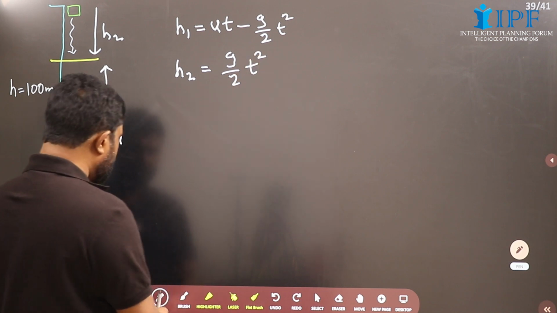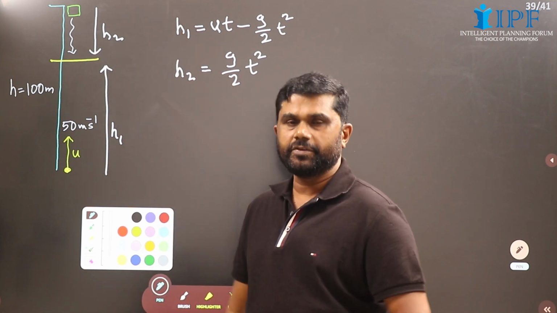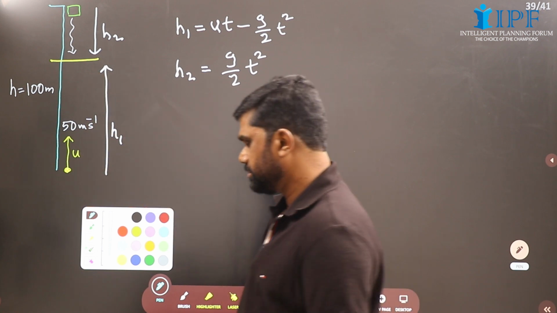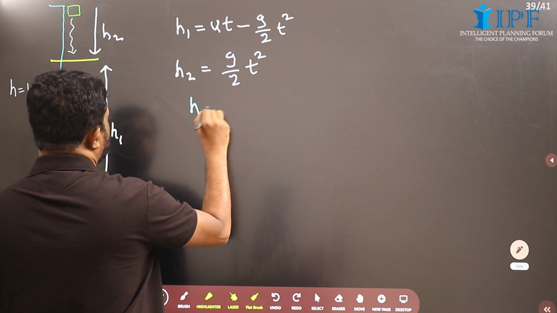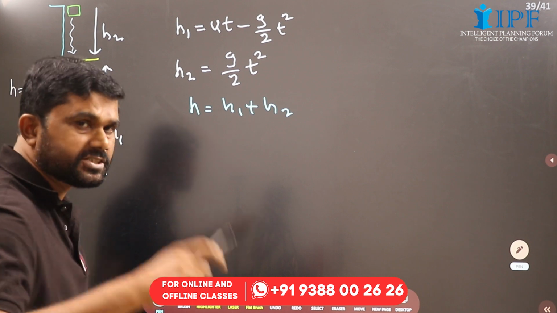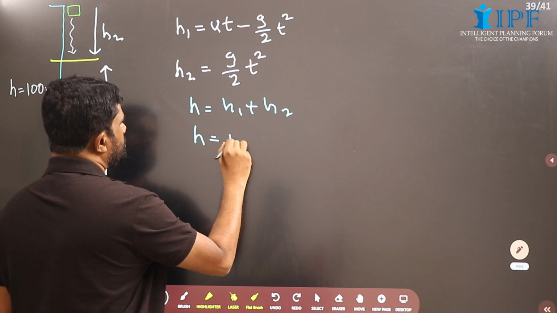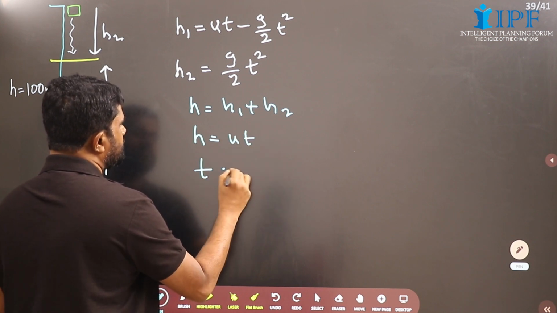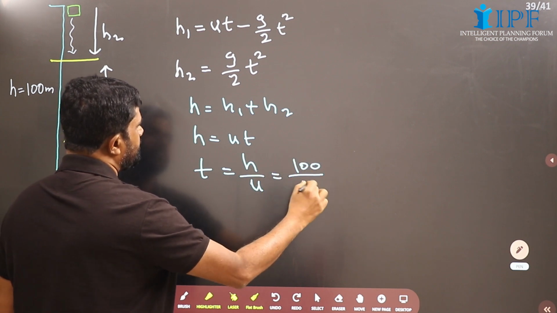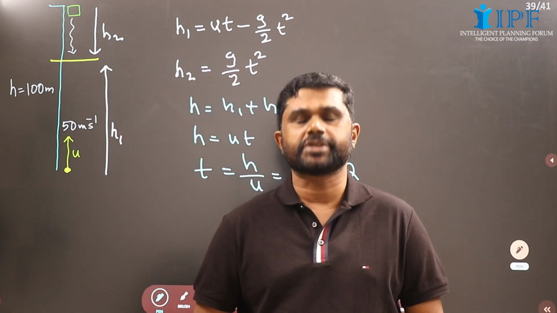If you add this h2 and this h1, you will get h1 plus h2 equal to the height of the tower, right? So h equal to h1 plus h2. See, what is h1 plus h2? ut minus g by 2 t square plus g by 2 t square. So h equal to ut. And the time after which the two will meet is h over u. This is 100 divided by 50, which is equal to 2 seconds. So the two will meet after 2 seconds.